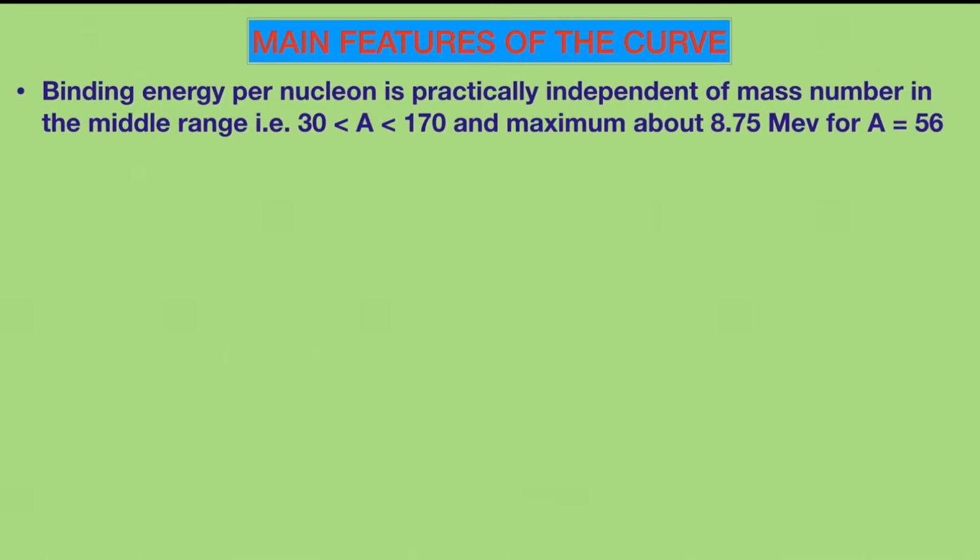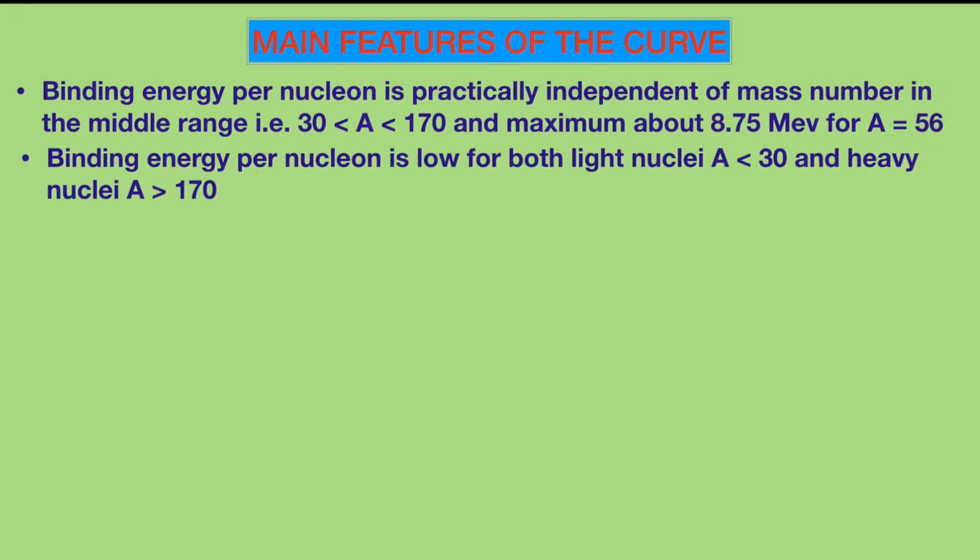Let me list the main features of this curve. First, we can conclude from the previous discussion that binding energy per nucleon is practically independent of mass number in the middle range, that is A greater than 30 and less than 170. As I told you just now, in the middle region binding energy per nucleon is almost constant, so it is independent of mass number in this region, and it is found to be maximum for A equal to 56, that is Fe-56, and this value is 8.75 mega electron volt. This is our reference and we are comparing with this maximum value of 8.75.